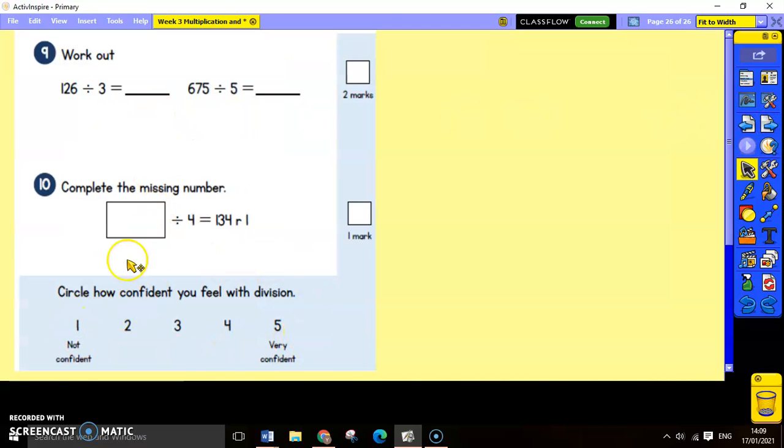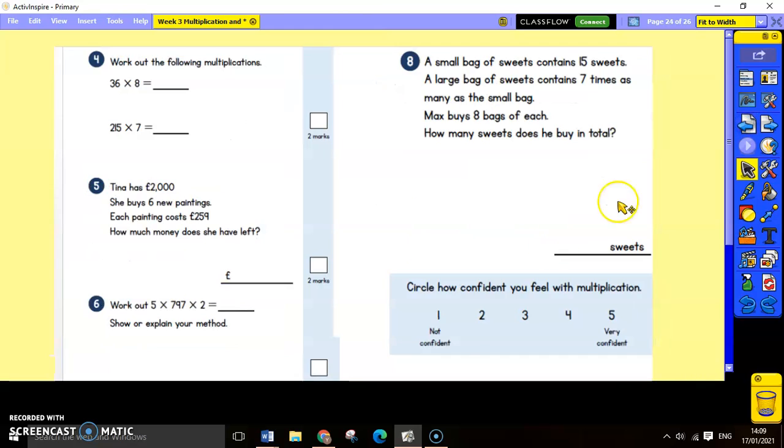All right, and don't forget to say at the end how confident you feel with division. Are you not confident? This would be, I'm a little bit confident. I think I'm okay, I can do it. And this is, yeah, I really understand this. And remember, it's all right to be a 1 or a 2. That's absolutely fine. And you need to do the same with the multiplication one as well.